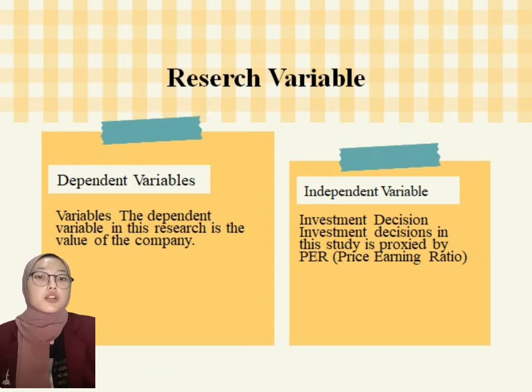Independent variable: investment decision. Investment decision in this study is proxied by PER, or price earning ratio, where price earning ratio shows the comparison between closing price and earnings per share. Brigham, 1999, Wahyudi and Pawestri, 2006.